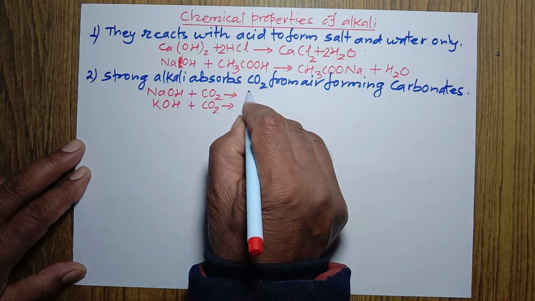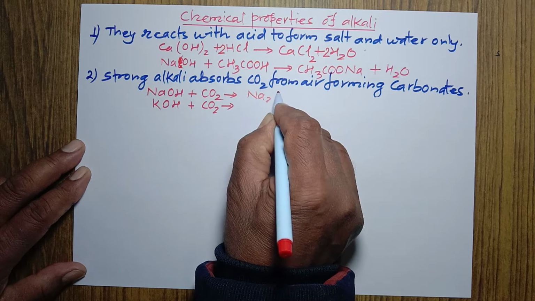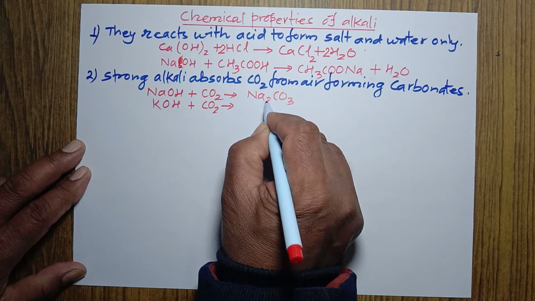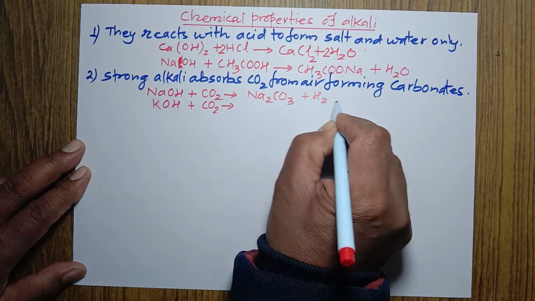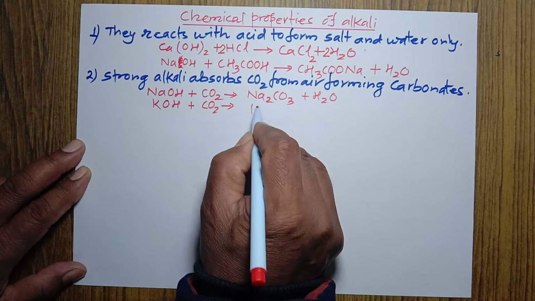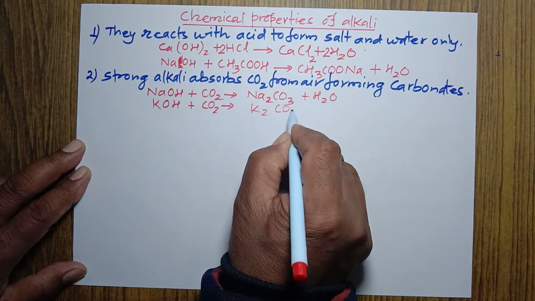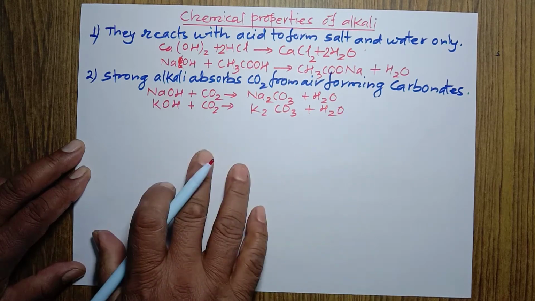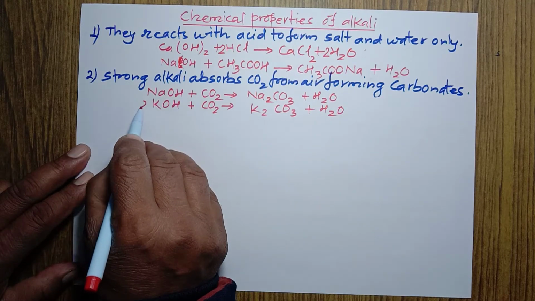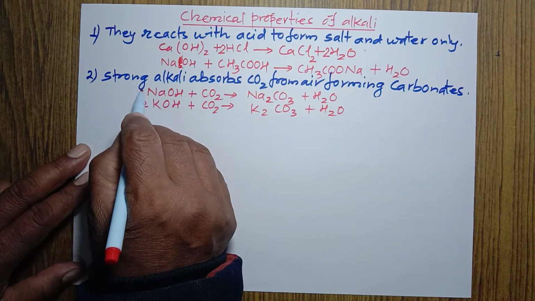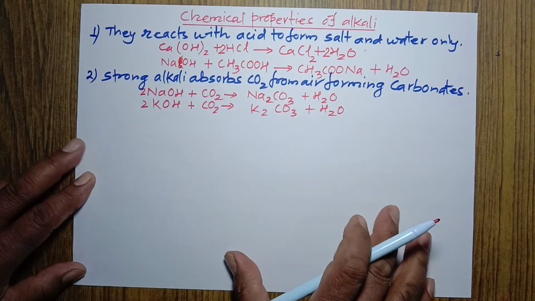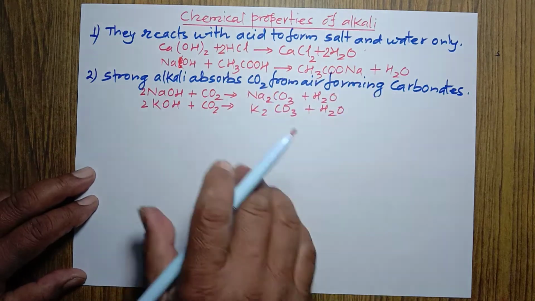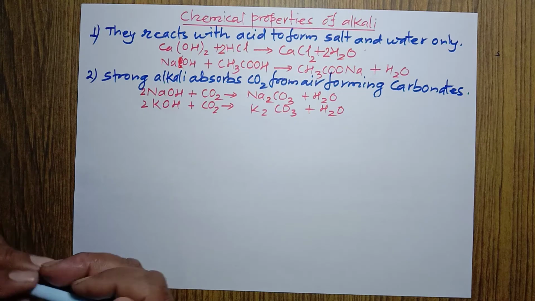Sodium forms sodium carbonate along with water, and potassium forms potassium carbonate along with water. And now to balance the equation, we have to take 2 here, and here also we have to take 2. Okay, this is the balanced chemical equation. This is the second chemical property.